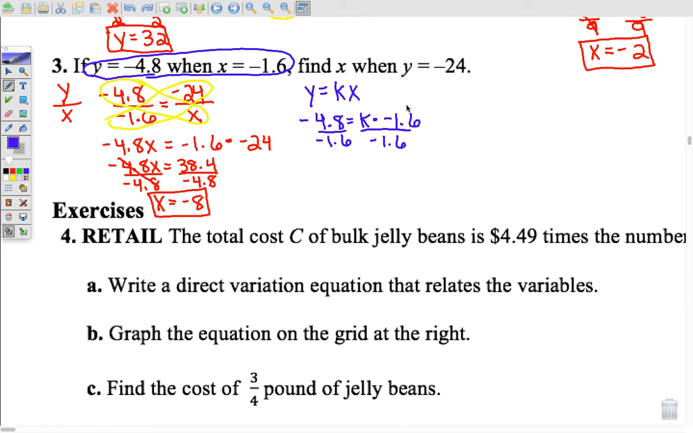Okay, so negative 1.6 divided by negative 1.6 will just give you k. Negative 4.8 divided by negative 1.6. Go ahead and type that into your calculator and hit enter. And whenever you do that, it should come out to a positive 3. So remember, you're going to plug this in for k because you need your equation. You're not done. As soon as you get your constant of variation, you're not finished, it wants to know the equation. So all you got to do is just plug that right back in. So our equation is y equals 3x.